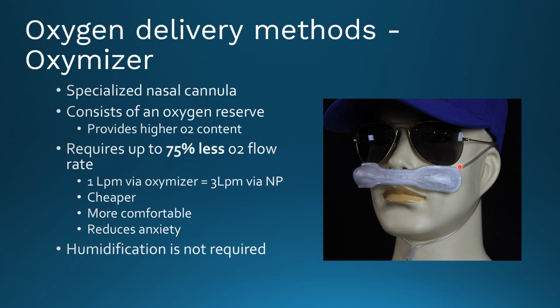The little mustache here is actually an oxygen reservoir. So it's where the oxygen can go from the tube, and it sits in here until the patient takes an inhale in. So no active air is getting blown into the patient's nostril like it would with a regular set of nasal cannulas. Oxygen is just sitting in this little reservoir waiting for the patient to take an inhale in. Because it does sit and wait, the patient gets a higher content of oxygen per inhaled breath. Because of that, they require up to 75% less oxygen flow rate.